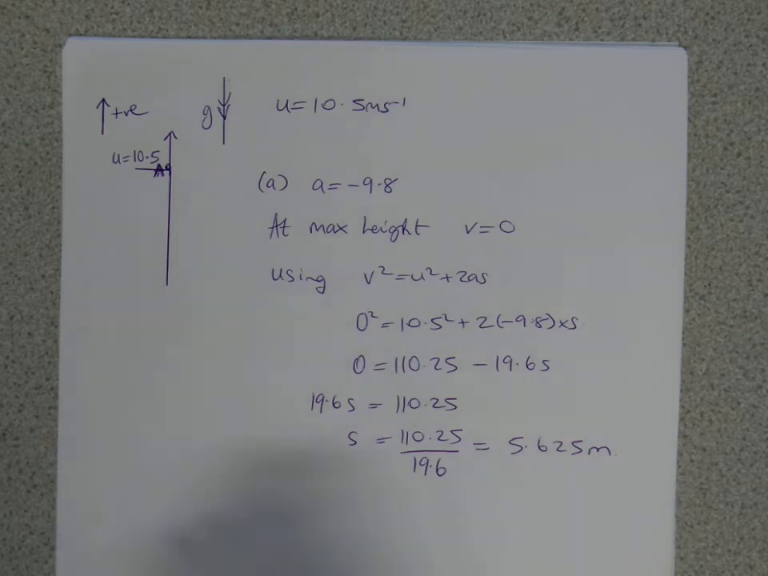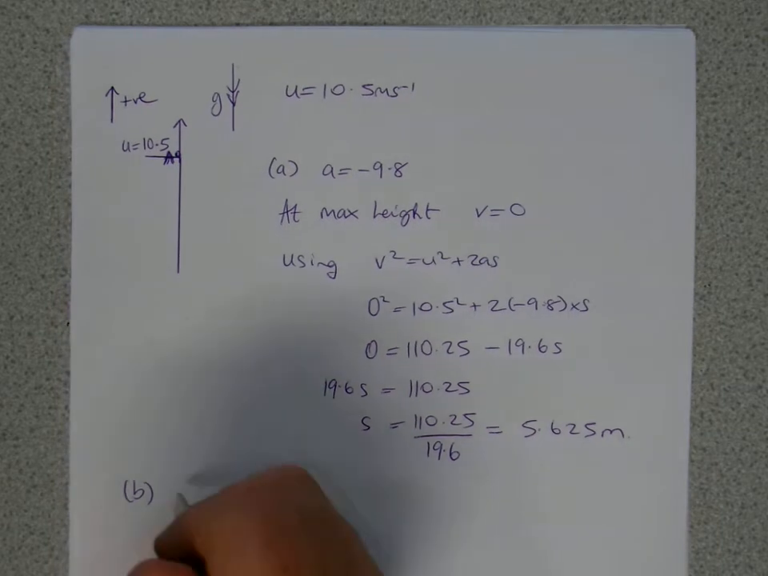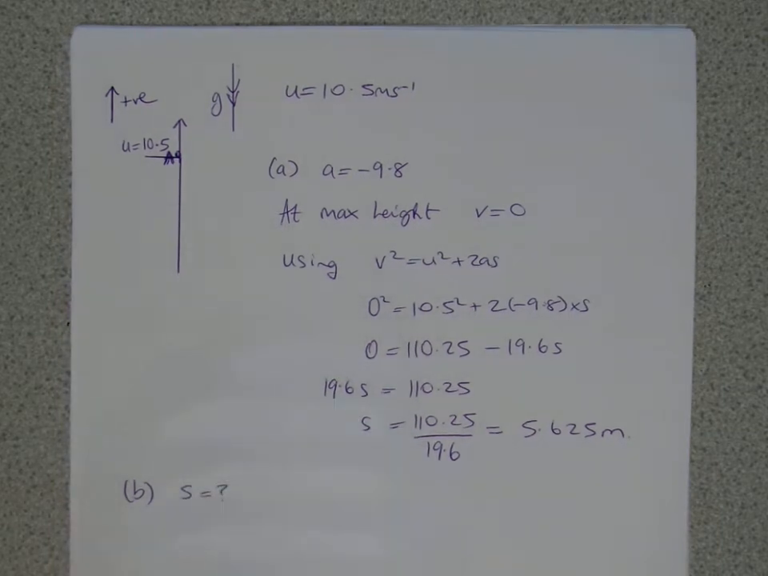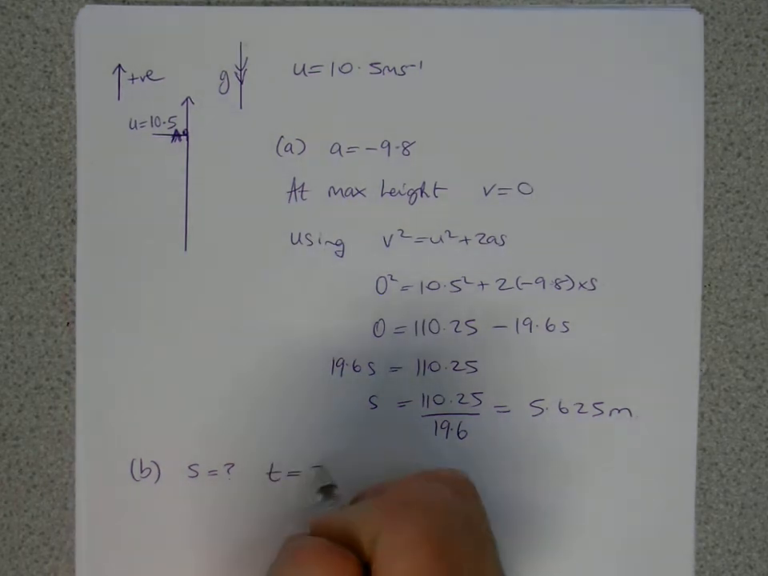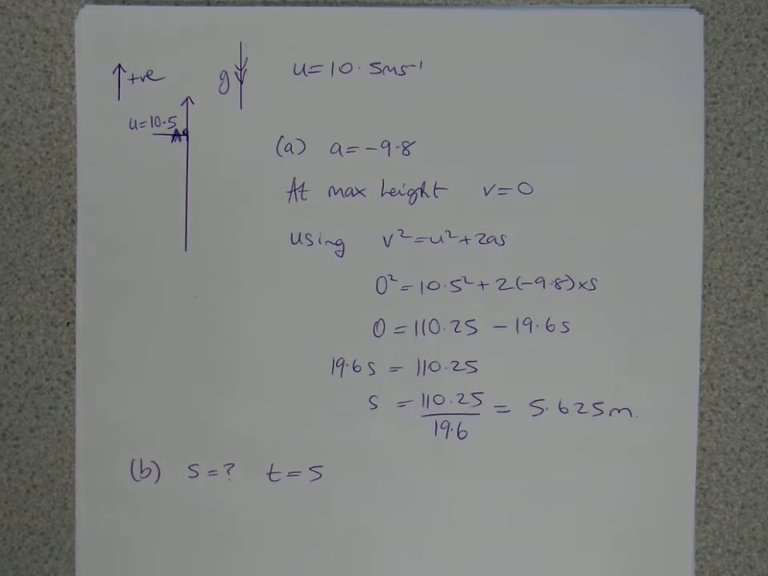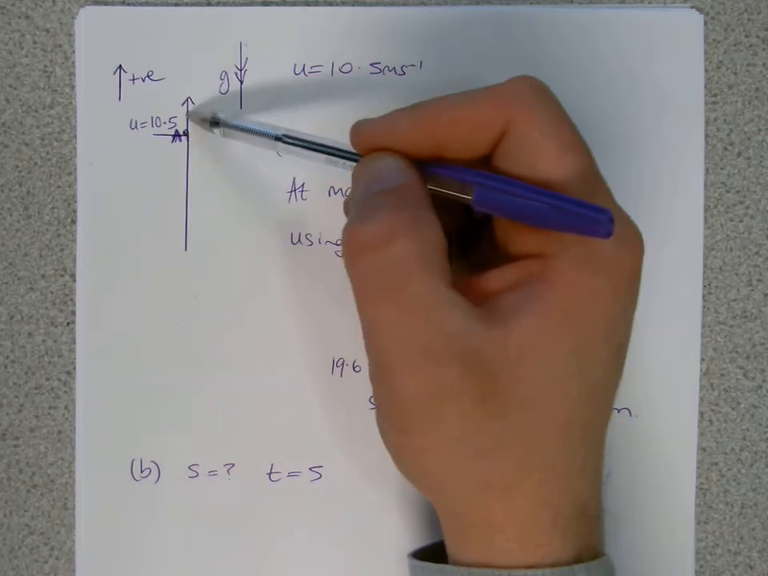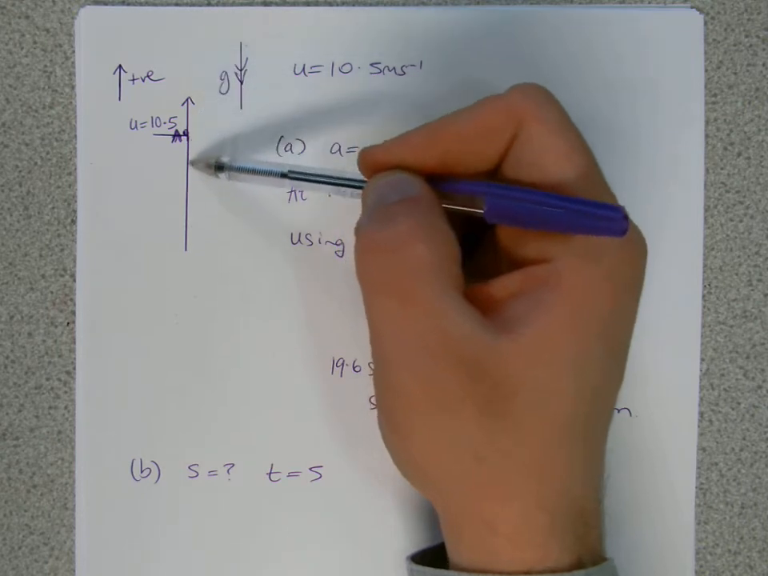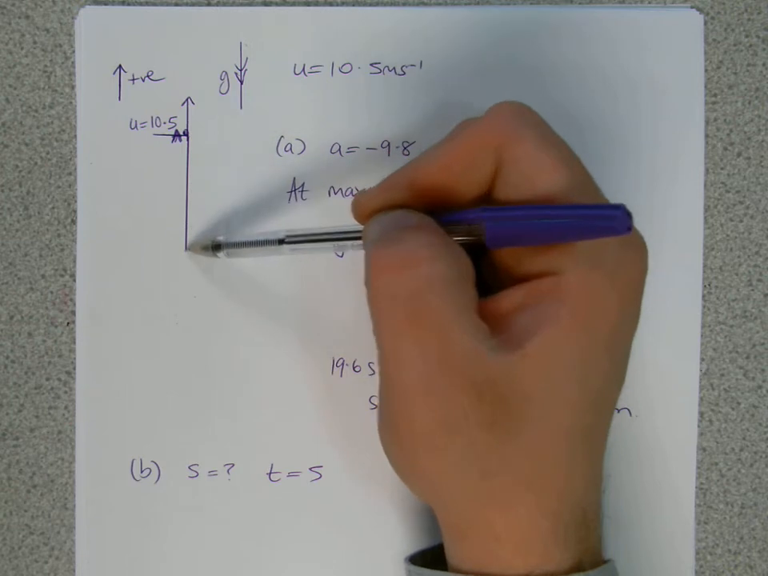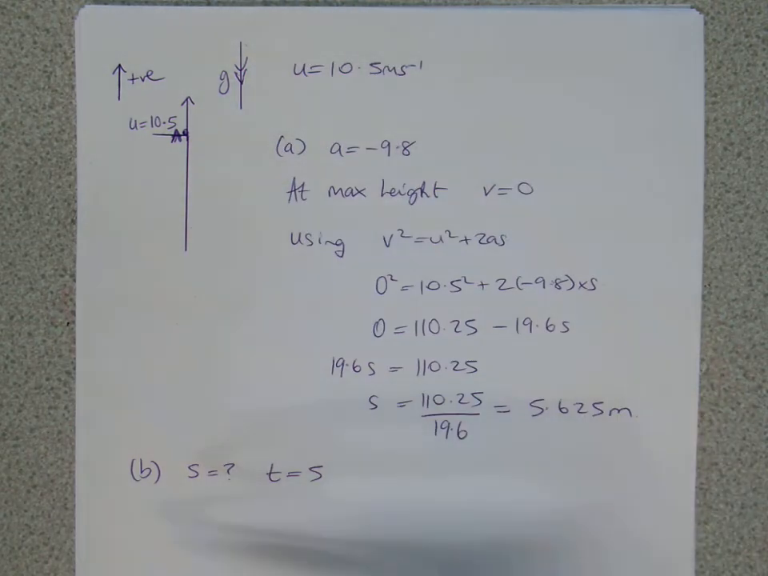Now part B says, sorry, the pebble reached the bottom of the cliff 5 seconds after being projected. Calculate the height of the cliff. So basically, we want to know what s is, okay, because it's talking about height. We want to know what the s is when t equals 5 seconds, yeah? That's what it says, 5 seconds after it being projected. Now, I know once it's projected, it goes up, doesn't it? And then it reaches its max height and then falls, and it's going to go past the starting point and go to the bottom of the cliff, okay? But we can treat this all as one system, okay?